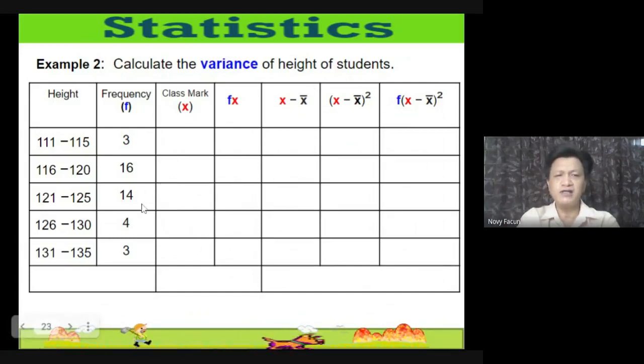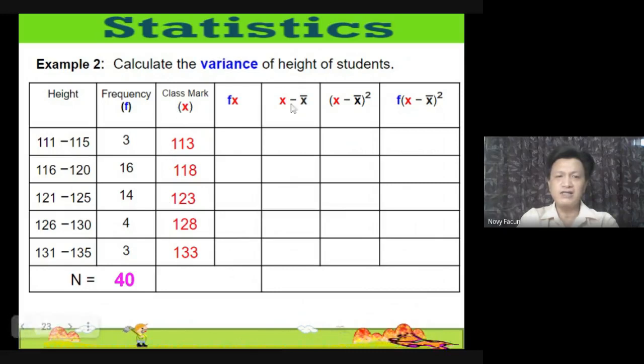And then, ano yung step 1 natin, di ba? Add the frequency to get the total. Yun yung n natin. That is 3 plus 16 plus 14 plus 4 plus 3. That is equal to 40. And to find the class mark, i-add lang natin yung lower limit plus upper limit divided by 2. Kaya nga, that is 111 plus 115 divided by 2. Okay, that is 113. Then next, we have 116 plus 120 divided by 2. The class mark is 118. Then 121 plus 125 divided by 2, kaya 123 to. Then 126 plus 130 divided by 2, 128. And next, we have this, same process, no? 133.